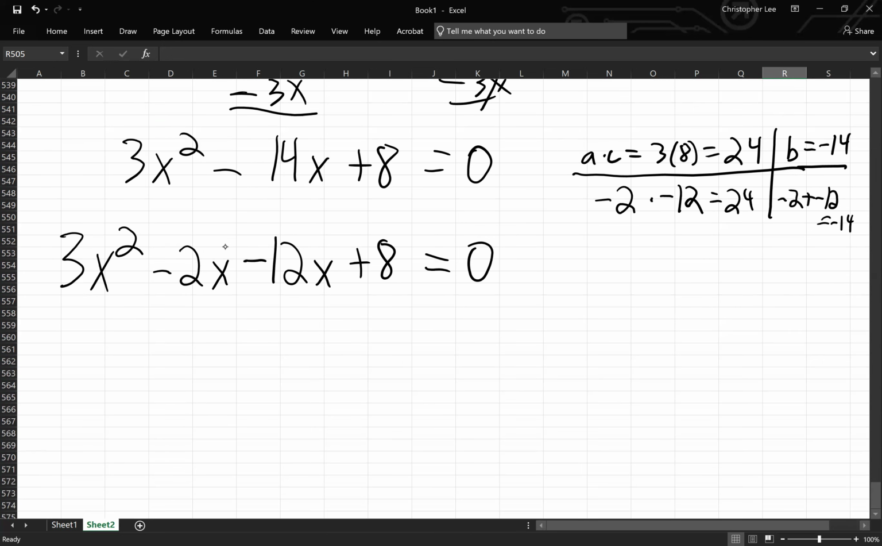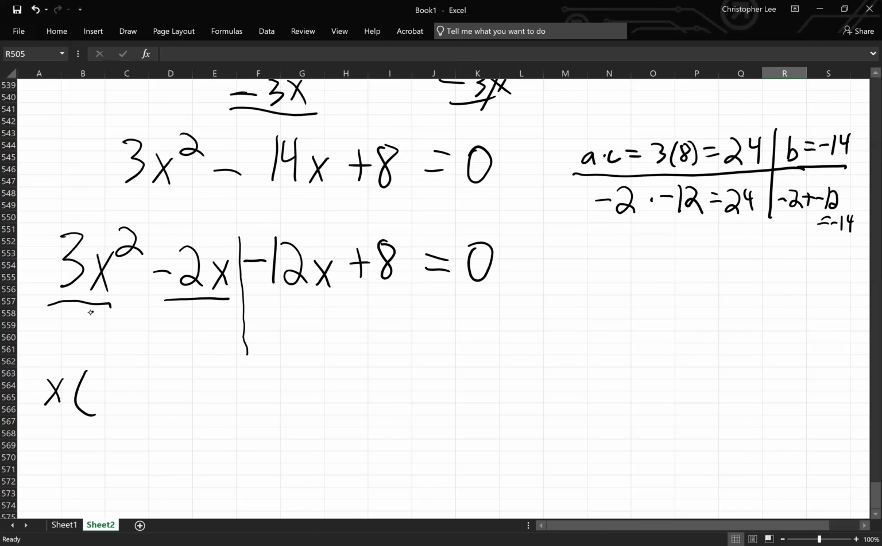After that, we have 1, 2, 3, 4 terms. So we're going to factor by grouping. I'm going to group them by drawing a line down the middle. All right. On my left-hand group, I have 3x squared minus 2x. What do both of these terms have in common? X, right? So I'm going to factor out an x.